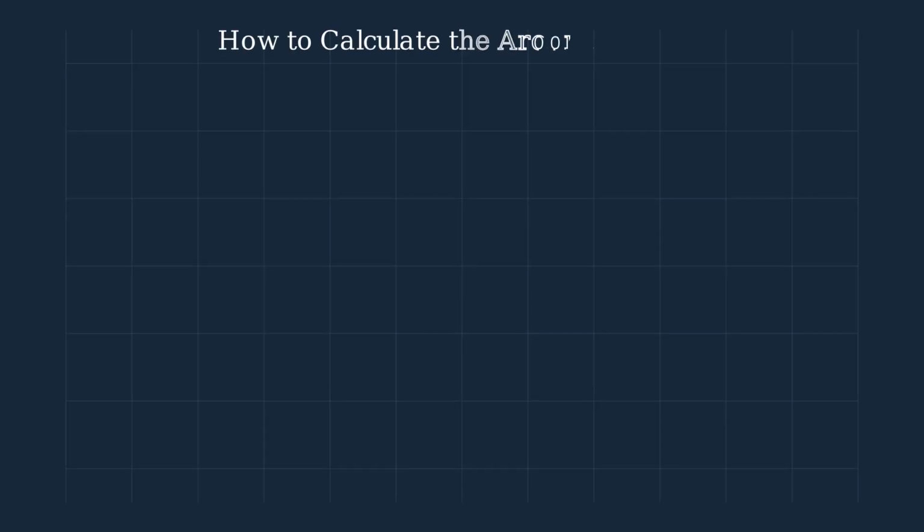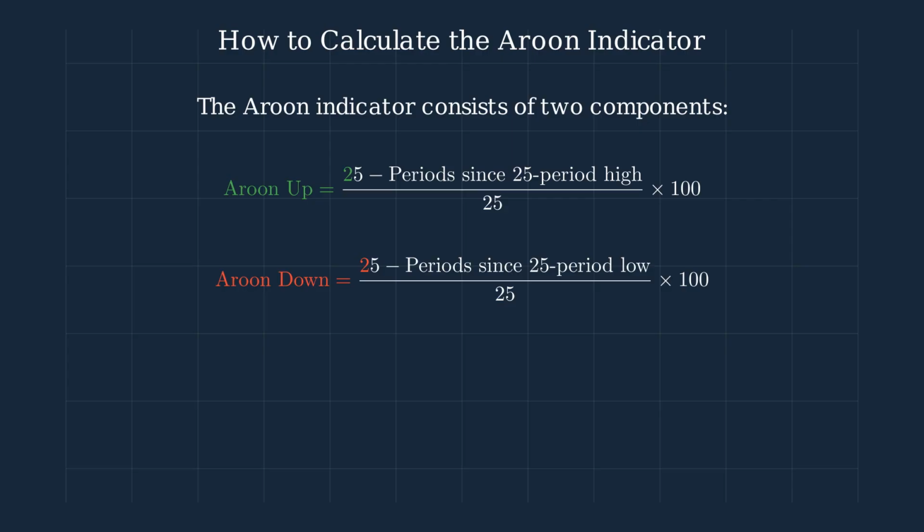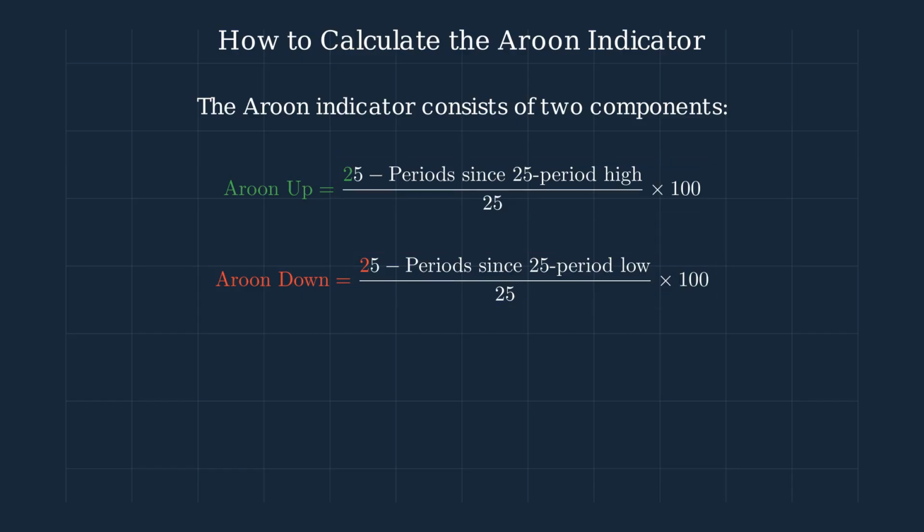Now we'll learn how to calculate the Aroon indicator. The Aroon indicator consists of two components, Aroon Up and Aroon Down. The formula for Aroon Up takes the number of periods since the highest price in the last 25 periods, subtracts it from 25, divides by 25, and multiplies by 100. Similarly, Aroon Down uses the number of periods since the lowest price in the last 25 periods. The key input for these calculations is how many periods have passed since the highest and lowest prices occurred within the look-back period.